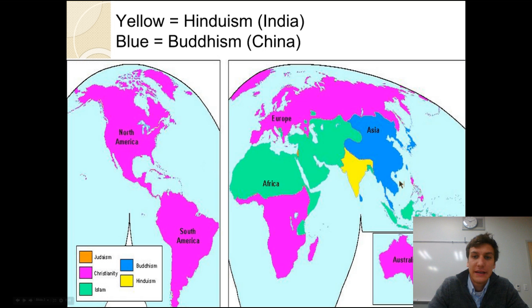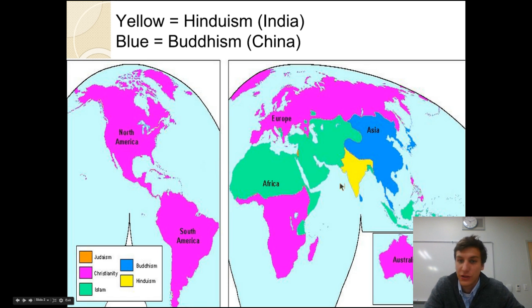So the yellow here is where the majority of people are Hindu, and the blue is where the majority of people are Buddhist. That doesn't mean that there are not Hindus over here, or Buddhists over here, or Christians or Muslims in either place. It just means that that's where the majority of people are. So there still is religious diversity. It's not uniform, but it is majority one religion or the other.